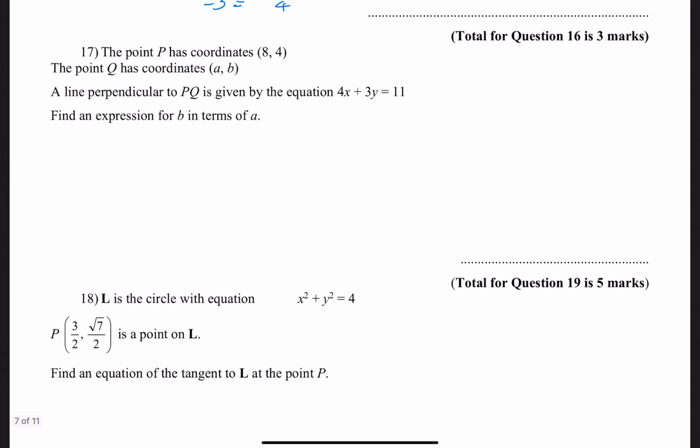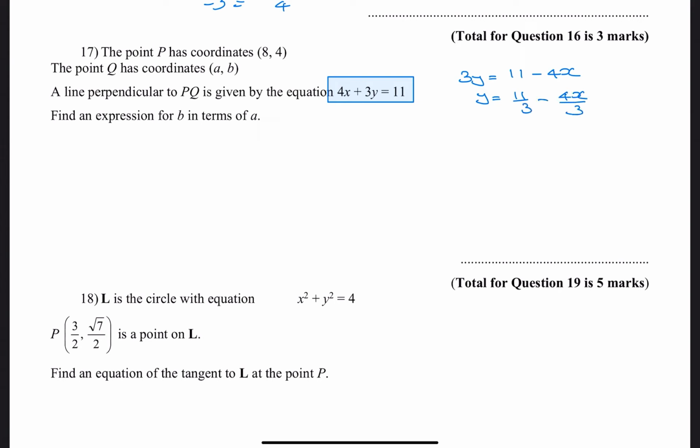The point P has coordinates 8, 4 and the coordinate is a, b. The perpendicular line is that. So if this is the perpendicular line, what's the gradient? Remember, you have to have y is. So 3y is, let's rewrite it, 11 minus 4x, because it's a plus 4x, go to the other side, minus 4x. We can't leave it like that. You've got to divide by 3, remember? You've got to have a y. So y is 11 over 3 minus 4x over 3.